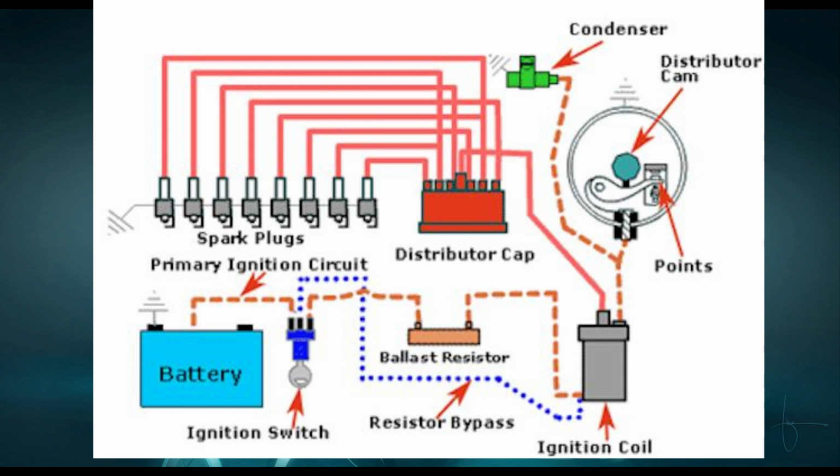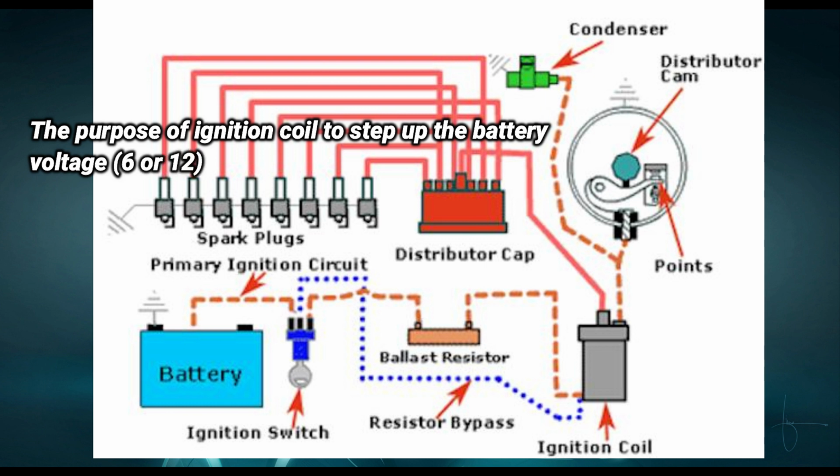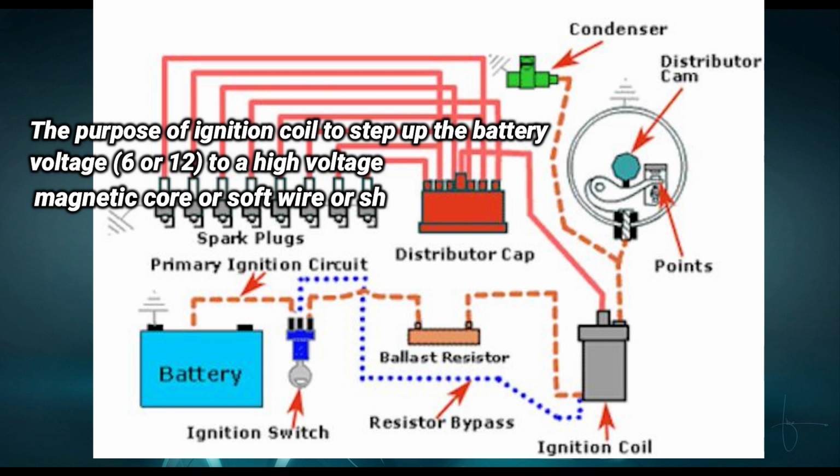The next and very essential element is the ignition coil. The ignition coil is the main body of the battery ignition system. The purpose of the ignition coil is to step up the battery voltage, 6 or 12 volts, to a high voltage, which is sufficient to produce a spark at the spark plug. It consists of a magnetic core of soft iron wire or sheet, and two electrical windings called the primary winding and the secondary winding.